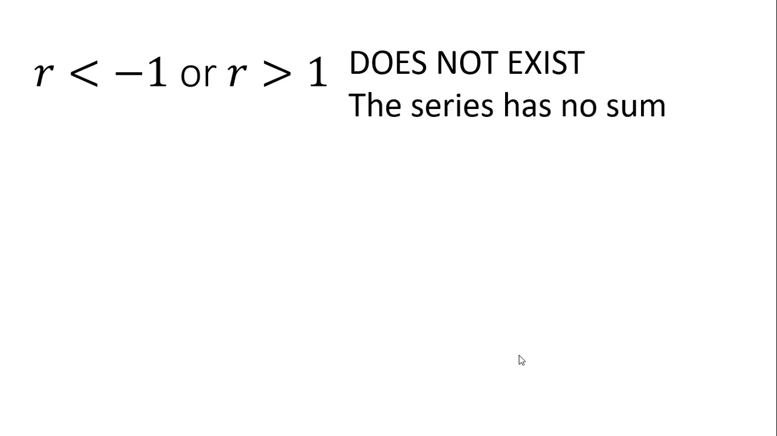Kapag yung common ratio mas maliit sa -1, or yung common ratio mas malaki sa 1, so yung sum nila does not exist, or the series has no sum. For example, R is equal to -2, or R is equal to 2. Basta lumagpas sa 1 or -1, basta mas malaki sa 1, o mas mababa sa -1, wala siyang sum.